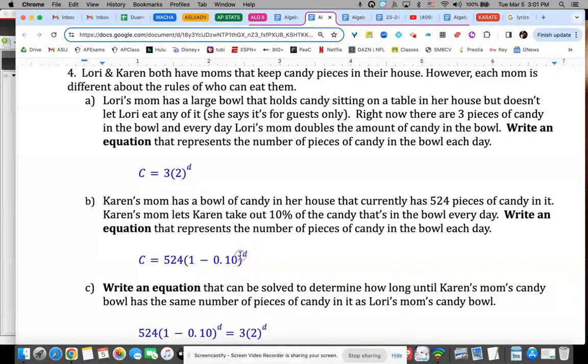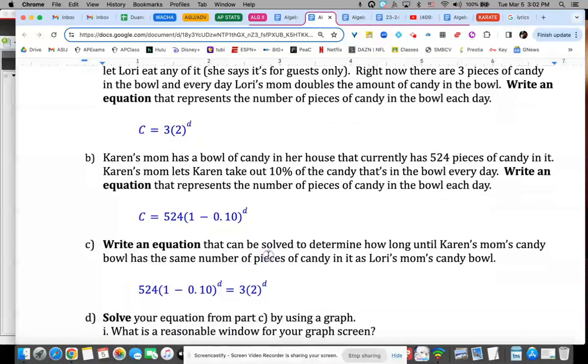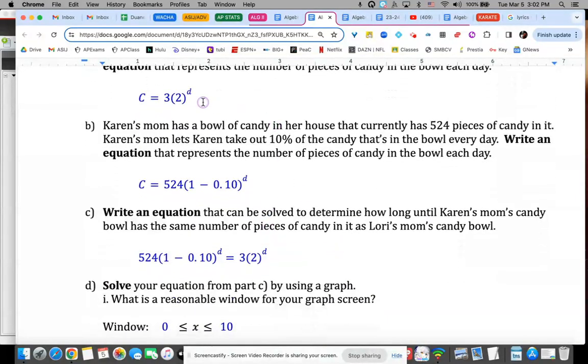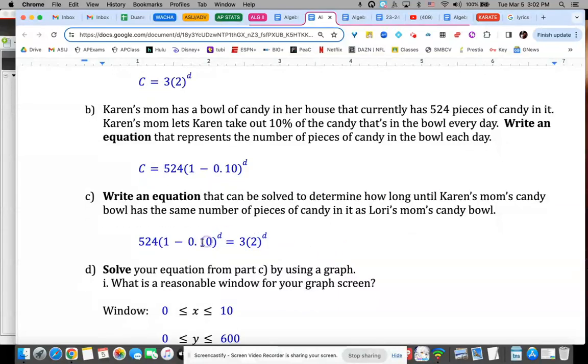So this exponent has to match that. So if it's a daily rate, that's got to be in days. Okay, then we're saying, when are they going to be equal? So you just take whatever you had up here, equal to whatever you have down here, and just set them equal to each other. That's all you have to do. Doesn't matter the order. These can be flip-flopped, right? That's okay. But we just want to find out where they're equal.